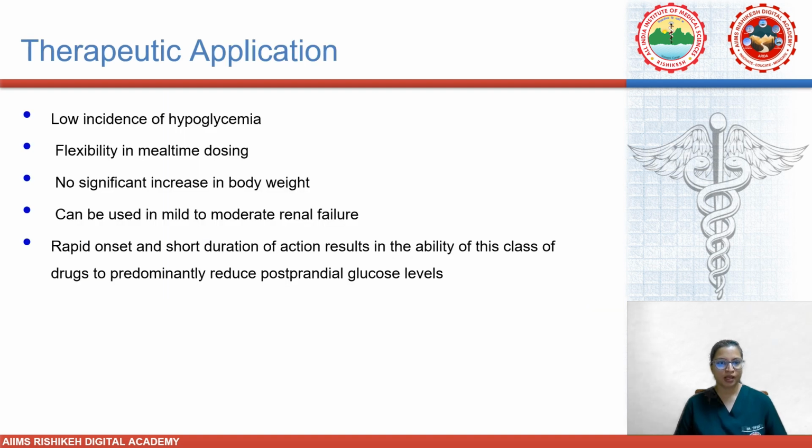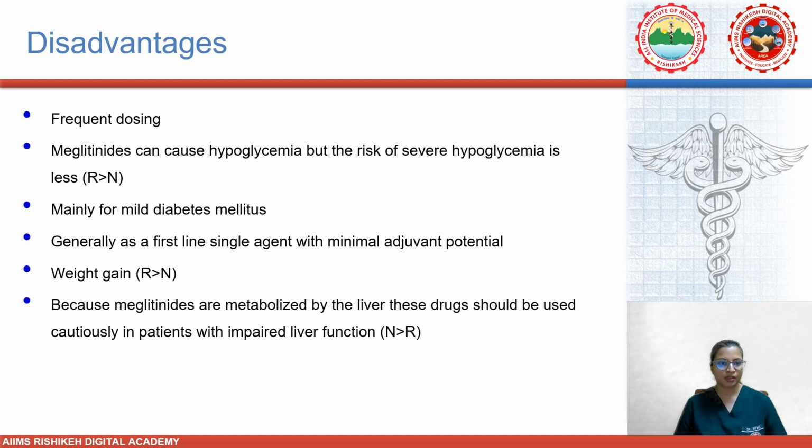What are the therapeutic applications for meglitinides? They have a low incidence of hypoglycemia. There is flexibility in mealtime dosing. There is no significant increase in body weight. They can be used in mild to moderate renal failure. They have rapid onset and short duration of action, which results in the ability of this class of drugs to predominantly reduce postprandial glucose levels.